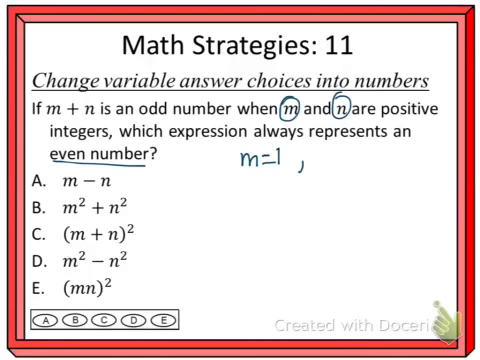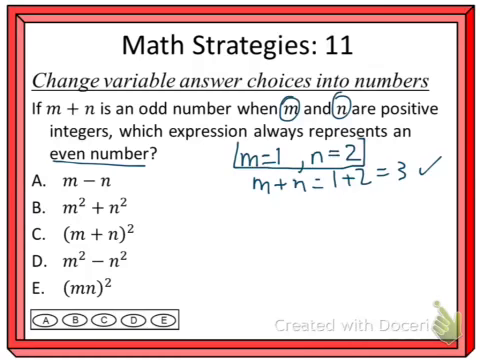So how about something like n is equal to 2. That way m plus n is 1 plus 2, which is 3, and that checks out. So I'm going to use these numbers 1 and 2 in my answer choices, and I always want to choose really simple numbers in order to do this. So which one of these is always an even number?